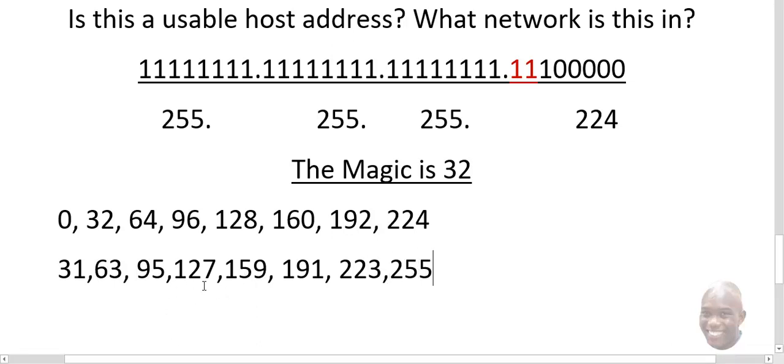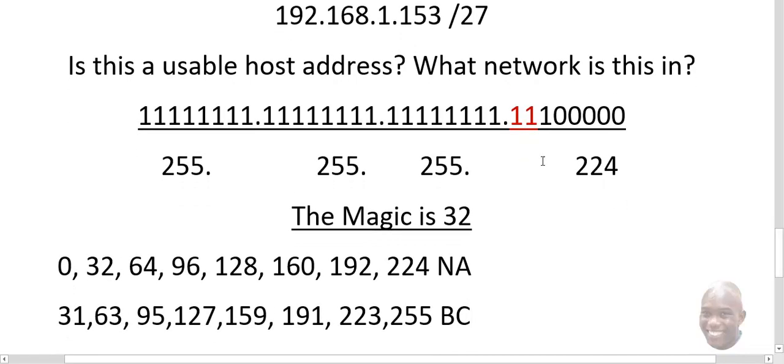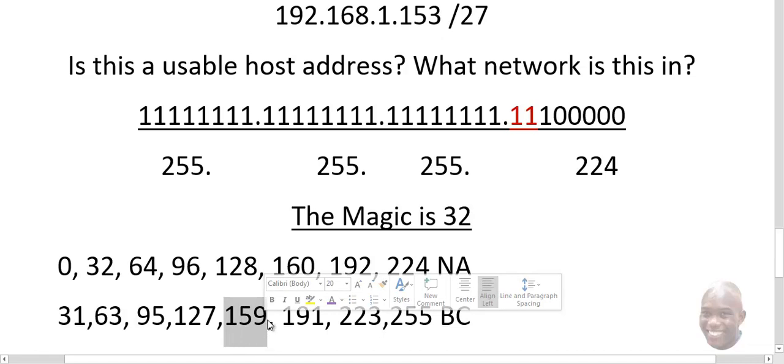So now we have identified the network address at the top, and the bottom here is the broadcast address. We now could answer this particular question here. Is 153 a usable host, a network address, or a broadcast address? As you can see, 153 is within the subnet of 128 to 159. So it is considered a usable host because 153 is neither a network address, and it's definitely not a broadcast address.